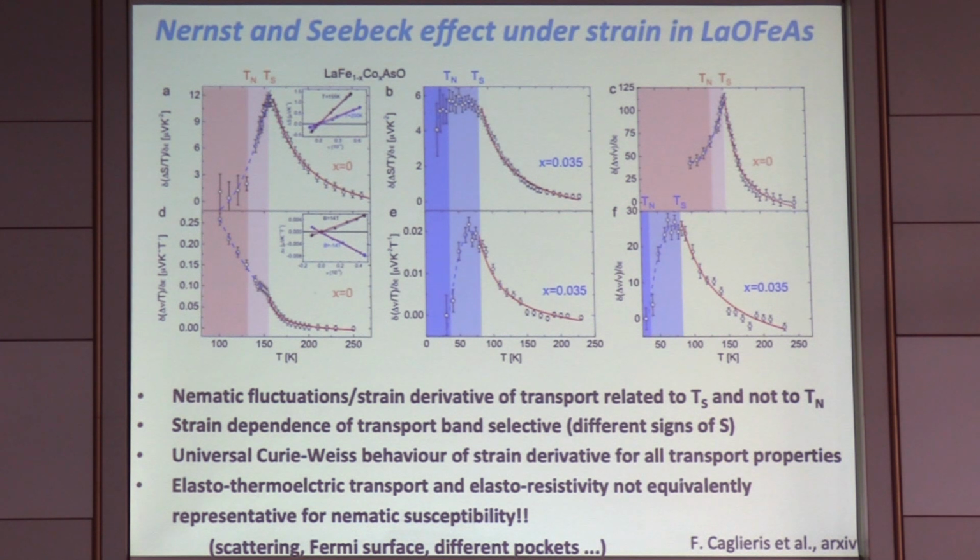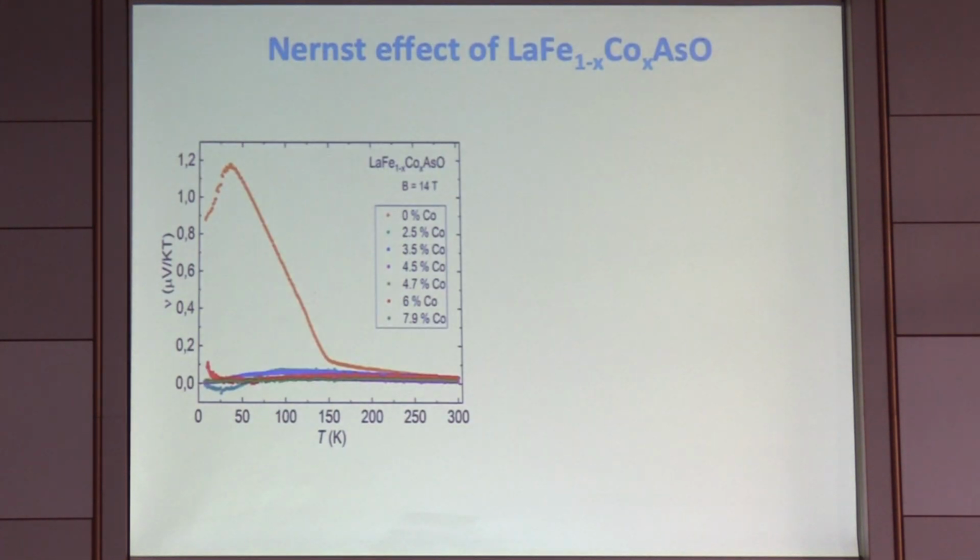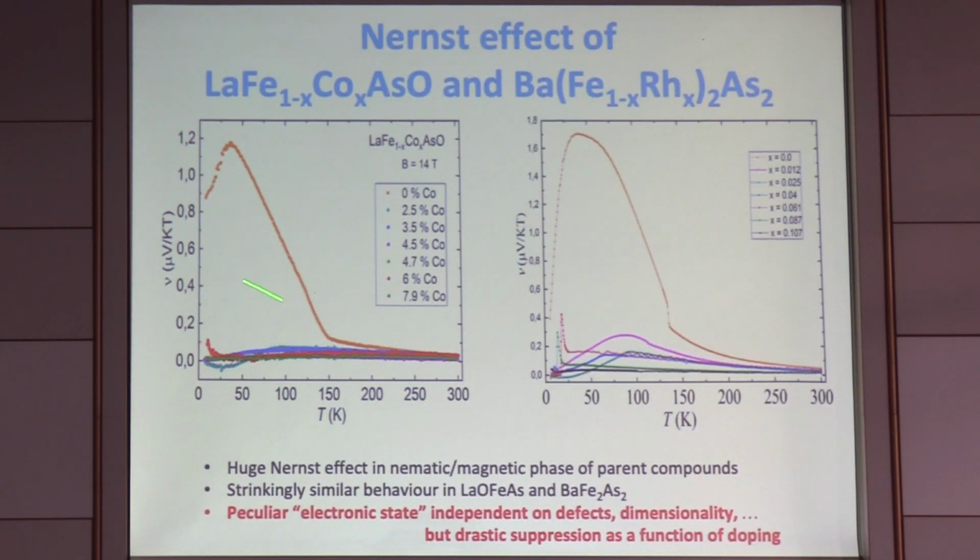Since I still have some time, I will show you a little bit more on the Nernst effect. These are the Nernst data for the whole series of samples, and here you really see something additional going on at x equal to 0. If you do the same plot for the barium 1-2 compound, it's basically the same. And for me, that was a real surprise.